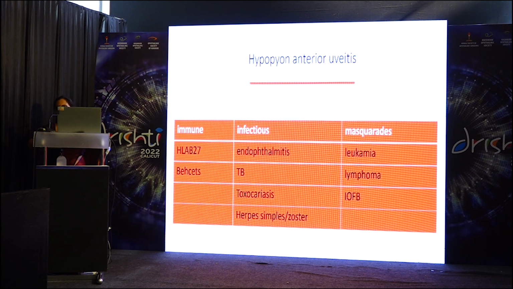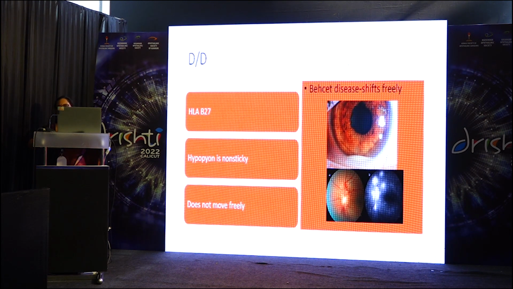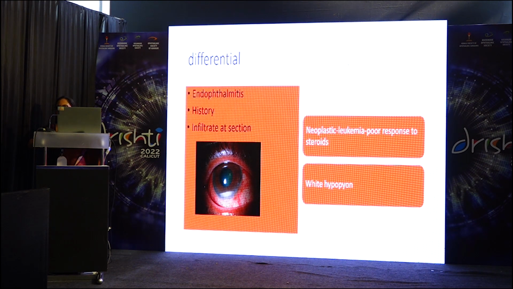Now, coming to your differentials in hypopyon anterior uveitis, it's immune-mediated HLA-B27 and Behçet's, infectious in endophthalmitis, and you have your masquerades. Now, what are the differences? In HLA-B27, you have a hypopyon, which usually does not move very freely, with the history, which is very important. In Behçet's, you have a shifting hypopyon. In endophthalmitis, the history is very important, looking for history of any fever. If it is post-cataract surgery, look for any infiltrate at the section. And in neoplastic, usually what we get is a white hypopyon, and these usually do not respond to steroids.